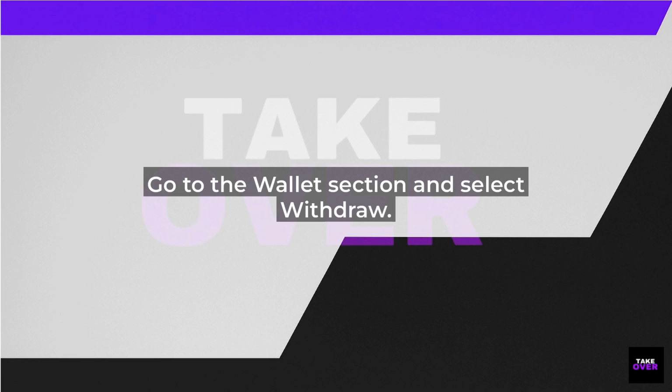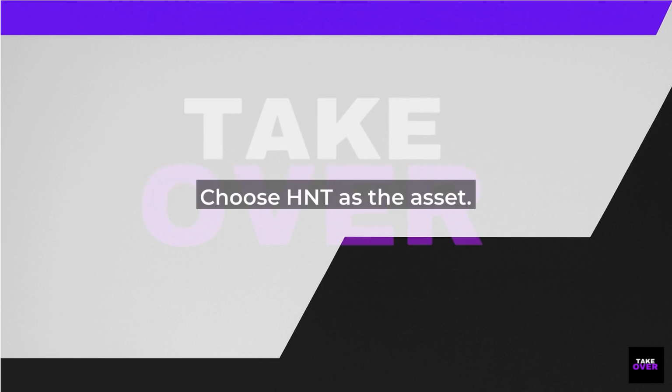Let's jump right in. Step 1. Log into your Binance account. Once you're in, head over to the Wallet section. This is usually found in the top menu. Click on it and select Spot Wallet, or Funding Wallet, where your HNT is stored. Next, find the Withdraw option. It's often right there on the main wallet page, so click that to get started.